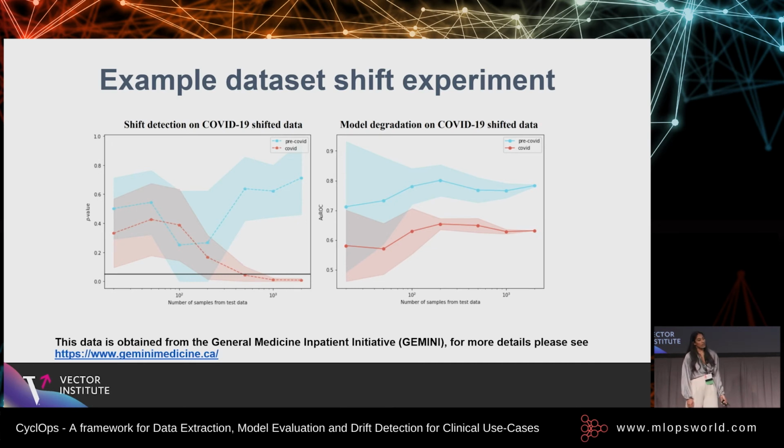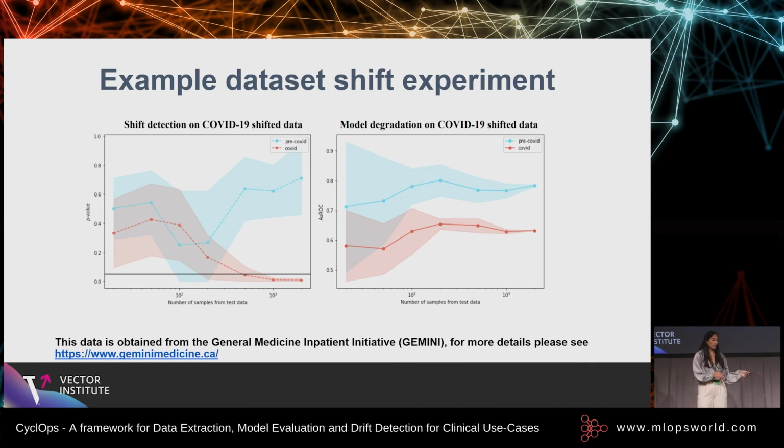So this is an example of one of these dataset shift experiments in the data that we're using from Gemini. As Amrit mentioned, Gemini is a really great resource for us. It's a really good use case because it has over 600,000 patients from over 30 hospitals in Canada, and it's growing. It's all patients from the general internal medicine ward. And so for this experiment, what we did was we had pre-COVID data and COVID data.